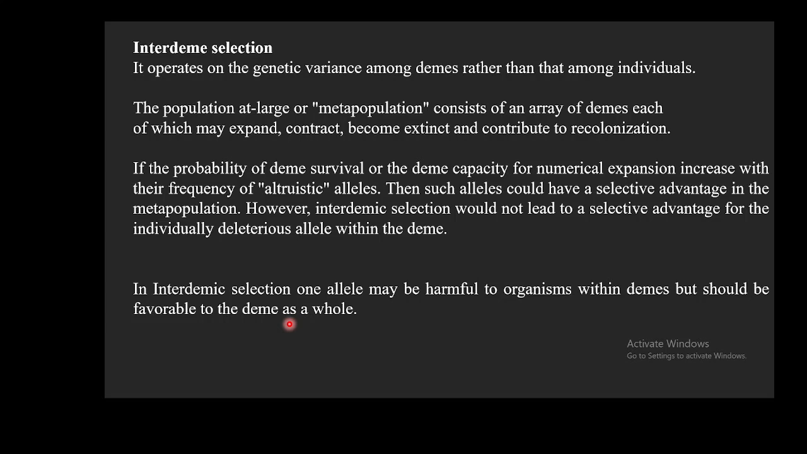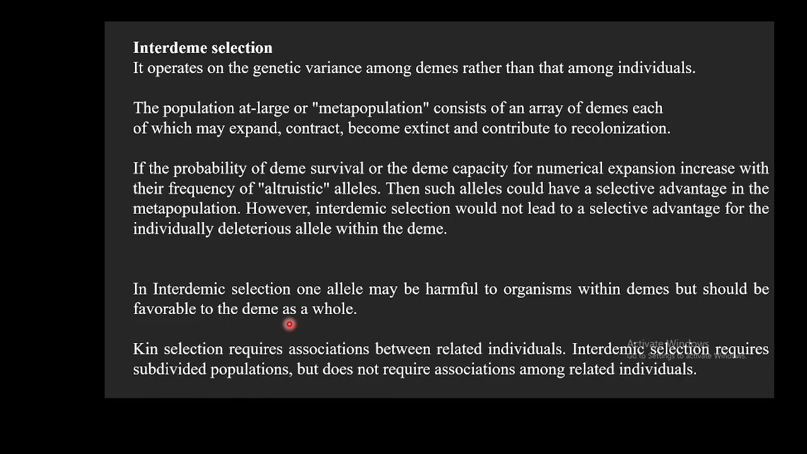The selection is going to occur whenever a particular trait or genotype is beneficial for the organisms living in different demes. So what is the difference? Kin selection requires association between related individuals. Interdemic selection requires a subdivided population and does not require associations among related individuals. So in part, I will say the selection will occur if it is advantageous for the organisms that are living in different demes.